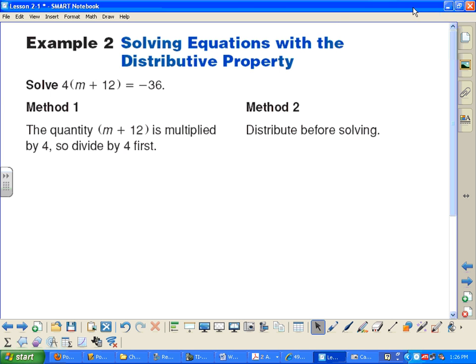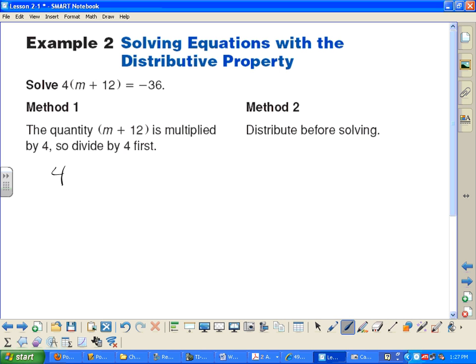So solving equations with the distributive property. Here we have the equation 4 times the quantity m plus 12 equals -36. And so we're going to solve this two different ways. We're going to use method 1, where we're going to divide by 4 first, and then method 2, where we're going to distribute the 4 first. So you can do it either way, and we're going to look at it both ways. Some of you will want to do it one way, others of you will want to do it the other way, and it will be basically up to you.